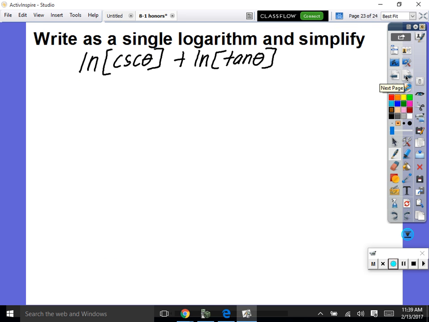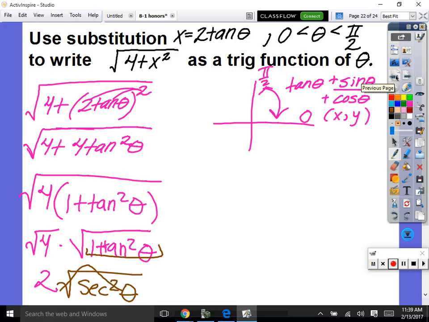Okay, last example, and then it's the homework. What? No, I didn't say graph it. It's just saying that sine and cosine are positive.